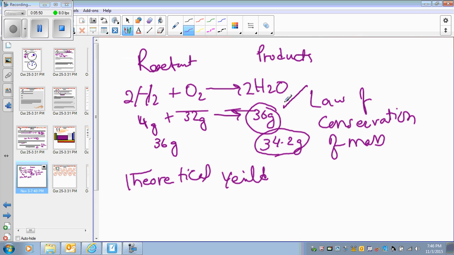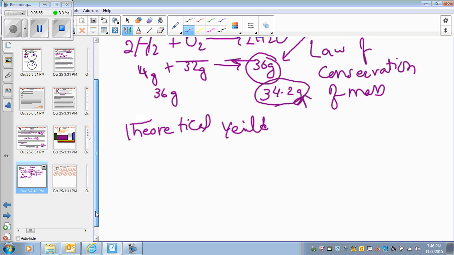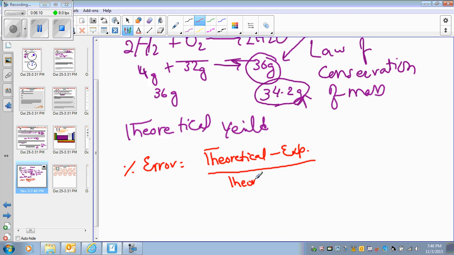So this is the previous example I was talking about. The theoretical yield was 36 grams. The experimental yield was 34 grams. So if I am calculating percent error, I will do theoretical minus experimental divided by theoretical times 100. So theoretical is 36 minus 34.2 divided by 36 times 100. So this is percent error.